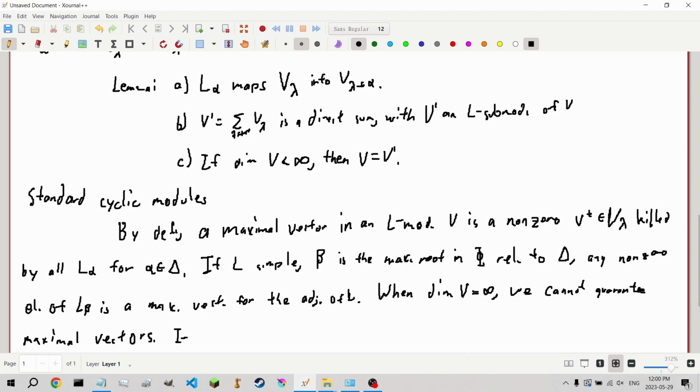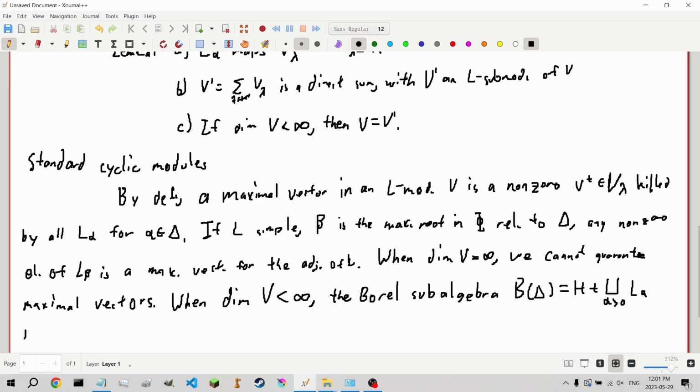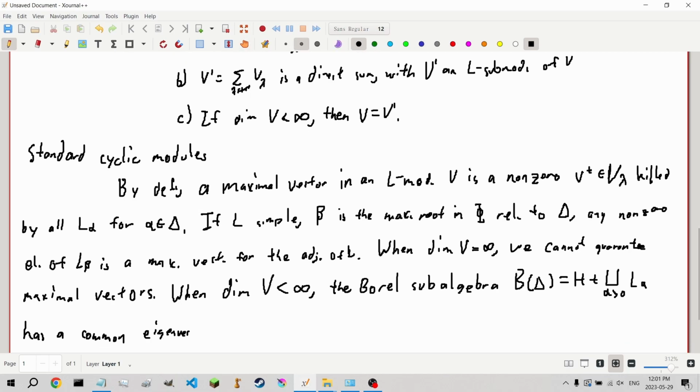However, when the dimension of V is finite, then the Borel subalgebra B delta, which is H plus the sum over the positive roots of the L alpha, has a common eigenvector by Lie's theorem. And this is maximal.